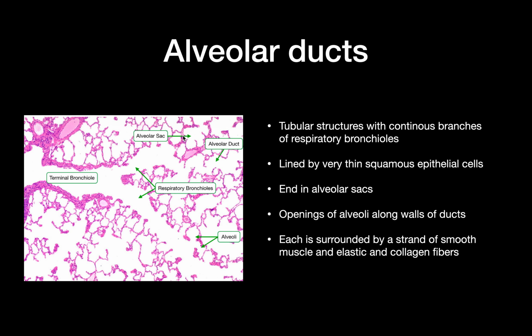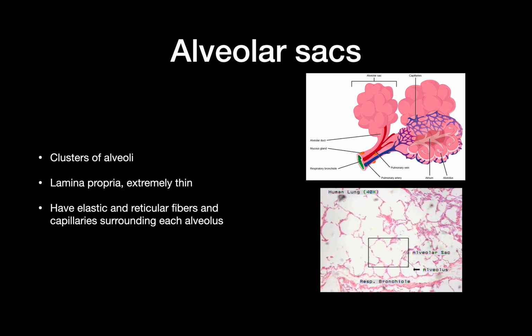And then the openings of the alveoli along the walls of the ducts will allow passage of cells, really. And each is surrounded by a single strand of smooth muscle and a few elastic and collagen fibers for structure. So the sacs are going to be clusters of alveoli, and they are still covered by a lamina propria, and inside the lamina propria there are capillaries. So the capillaries are going to lead into the veins, and they have a few elastic reticular fibers.